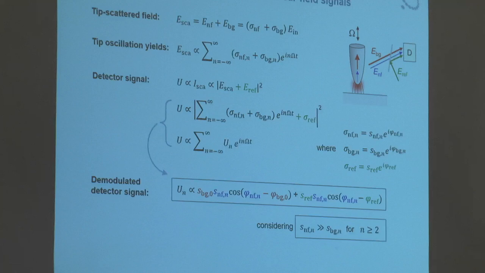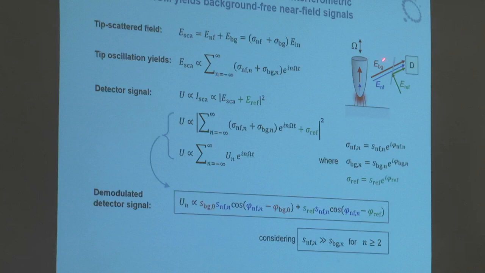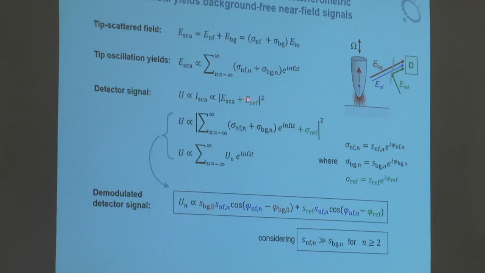So remember, on the slide before, I had these two equations, so the scattered field, expressed in scattering coefficients because of the tip oscillation, we get this complicated sum. But now we add here to the detector not only these demodulated background and near-field signals, but we come here with this reference beam, okay? And so that means simply that we have this sum here, but we add here this green number. To the slide before, the only novel thing that I'm doing here is I add here the electric field of the reference beam.